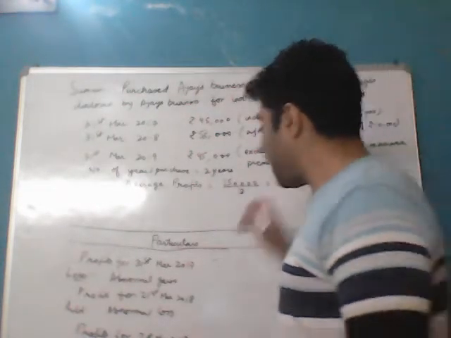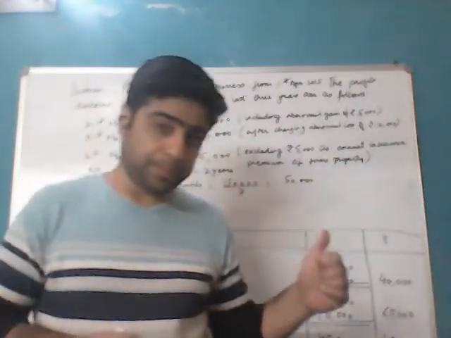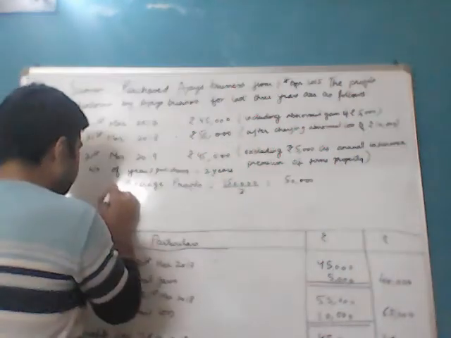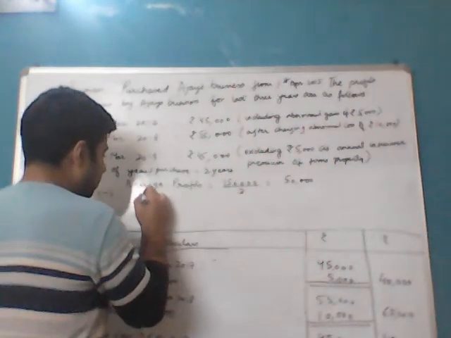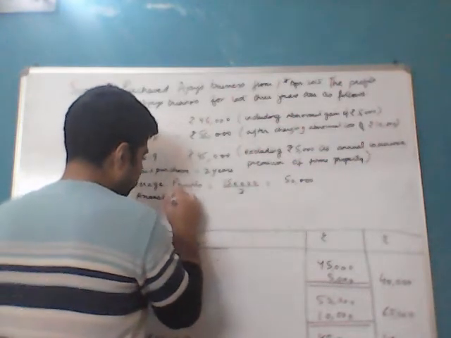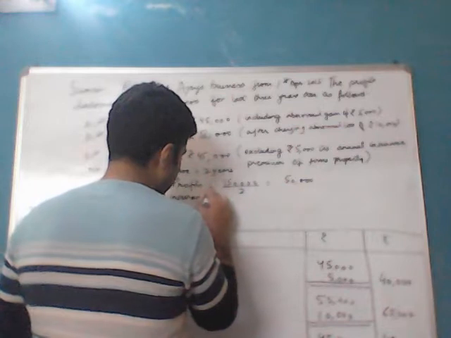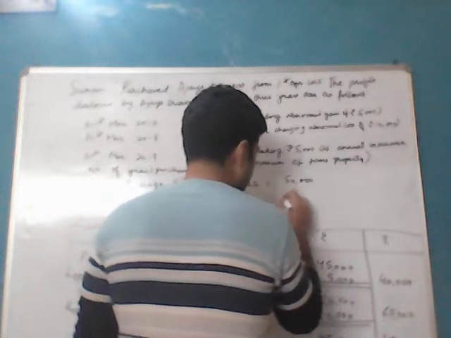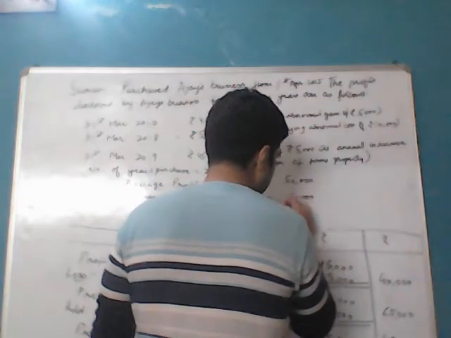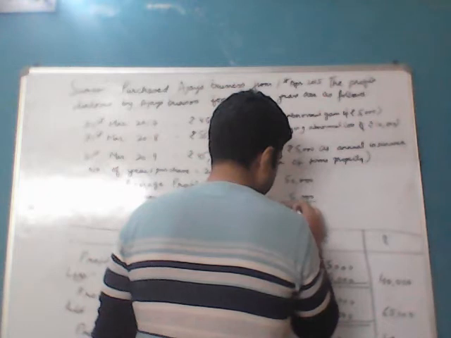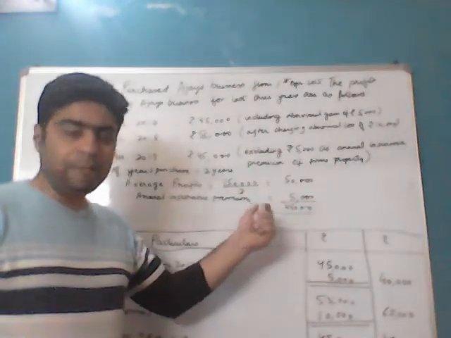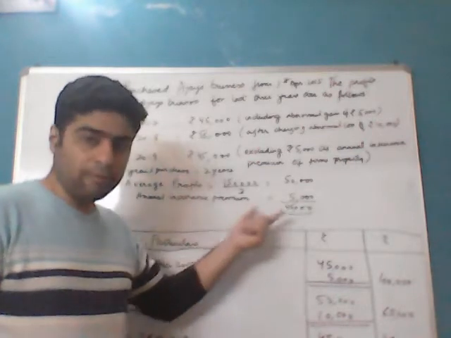Now this 5,000 annual insurance premium will be subtracted from this 50,000. So what we'll do is we'll write subtract or minus or less, whatever, annual insurance premium of 5,000. This will give us a value of 45,000. So these are the average profits, 45,000, after subtracting the annual insurance premium of 5,000.